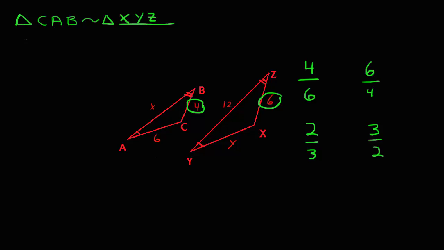I'm going to use the scale factor of 2 to 3 to help me find my missing side length of x. 2 to 3 went small triangle to large triangle, and as we saw before, x in the small triangle corresponds to 12 in the large triangle. I can cross multiply this because I have one fraction equal to another fraction. That gives me 2 times 12, which is 24, equal to 3x. Divide both sides by 3, and I get that 8 is equal to x.